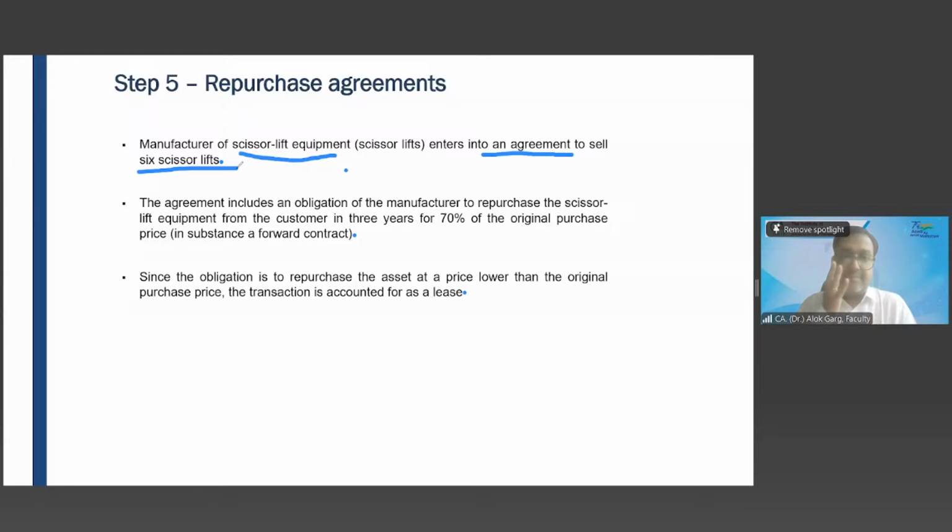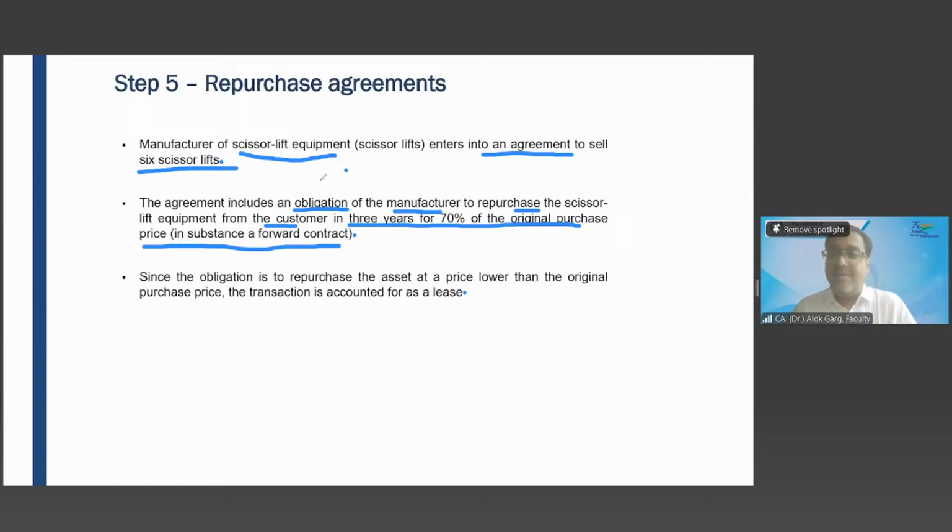The agreement includes an obligation of the manufacturer. What kind of agreement is this? It is the seller's obligation. Forward agreement. The agreement does not include a right, it includes an obligation of the manufacturer to repurchase the scissor lift equipment from the customer in 3 years for 70% of the original purchase price. In substance, a forward contract. The question has already told you.